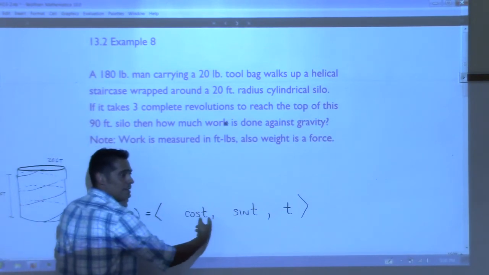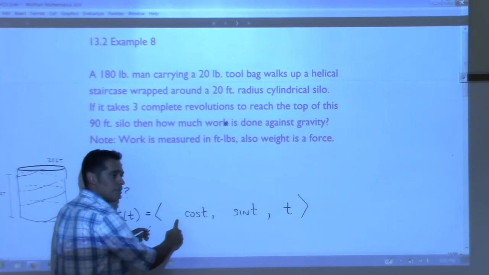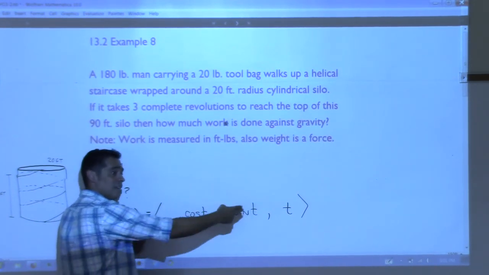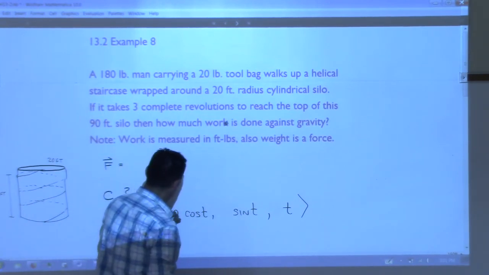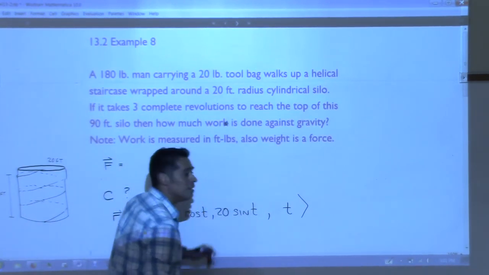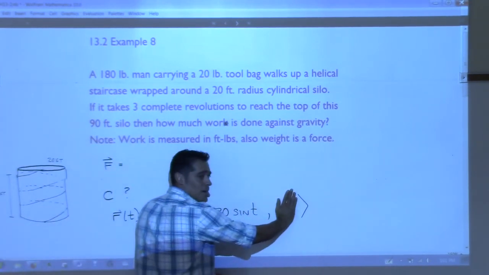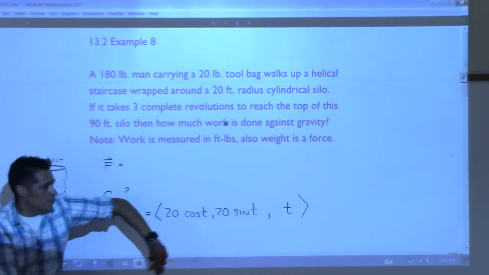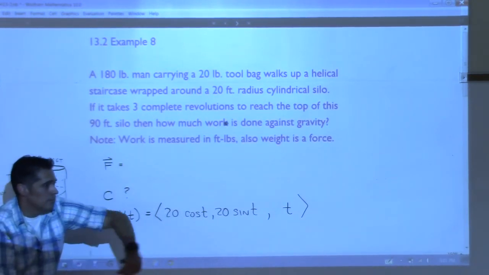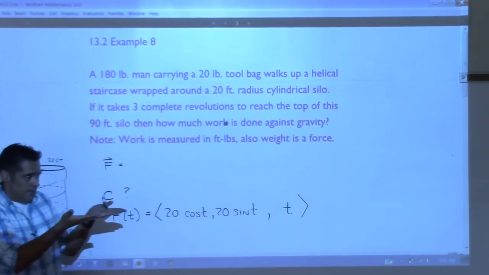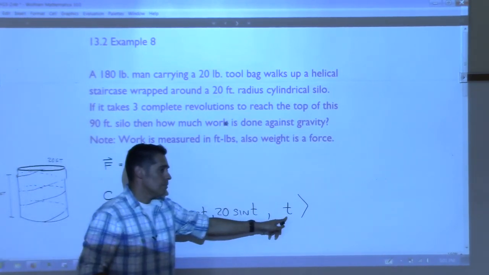So I left a space here in front intentionally, because the number in front is always the radius of the circle. So if you do cosine t, sine t, the radius is 1. But if you do 20 cosine t and 20 sine t, now your radius is 20. So these two components by themselves are just going to draw me a circle of radius 20, right? Okay, now you need to move up, right? So you're using t. So it'll be 90.